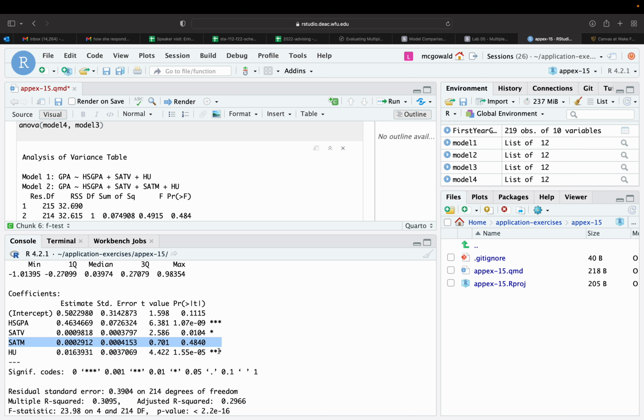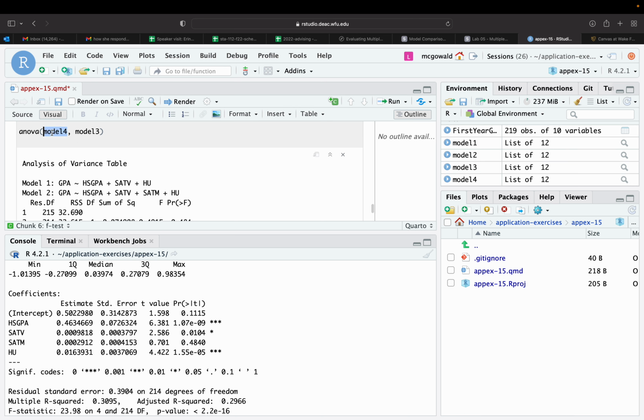So this 0.484 is exactly the same as this 0.484 here. And similarly, this 0.4915 is just the square of this t-statistic. So these are testing the same thing. All right, so this is telling me that Model 4 is the best model of the ones that we looked at based on these F-tests.